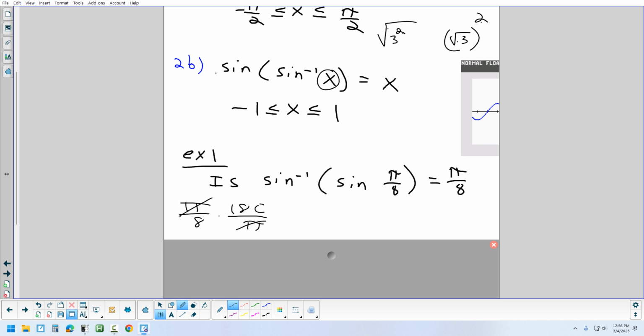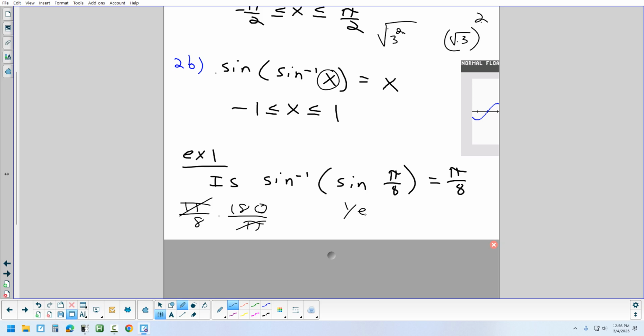Now, we don't even have to figure it out exactly. We know we're supposed to be between negative 90 and 90. You get 22.5. If you take 180 and you divide by 8, is that going to be smaller than 90? Yes. If you take 180 and you divide by 2, you get 90. So if you divide by 8, it's going to be even smaller. So it is going to be between negative 90 and 90. So would this be yes or no? Yes.